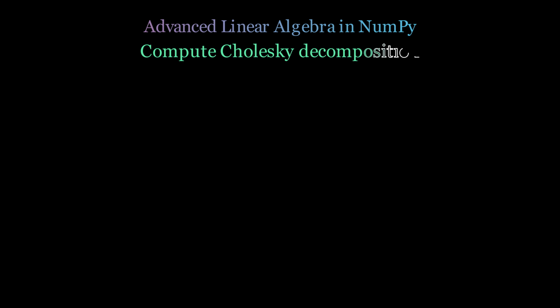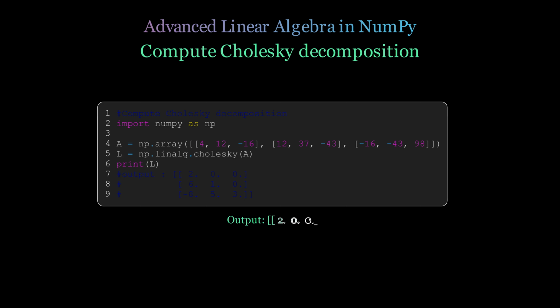Cholesky decomposition factors a symmetric positive definite matrix into LL^T, where L is lower triangular. Our 3x3 matrix decomposes into this triangular form, useful for efficient solving and sampling.